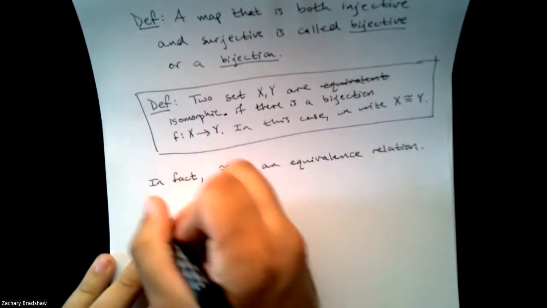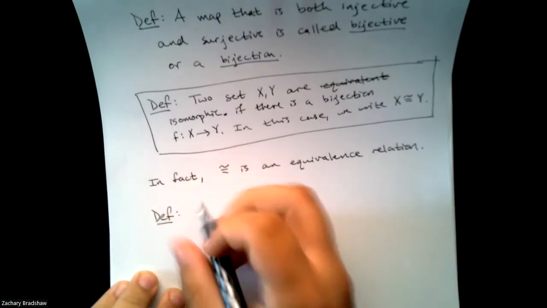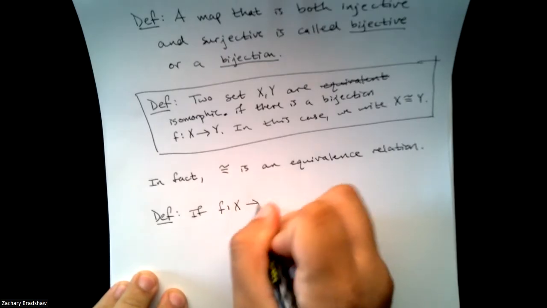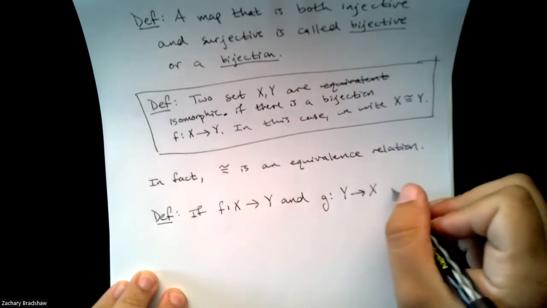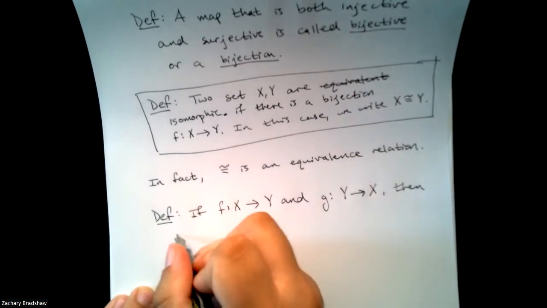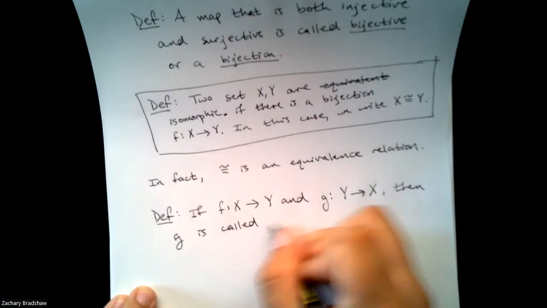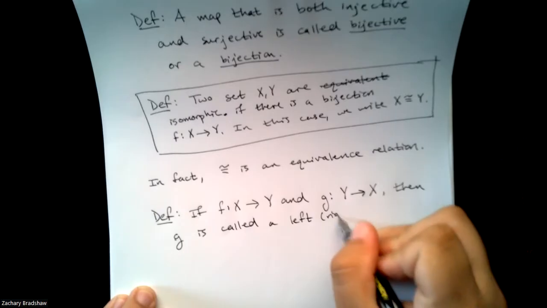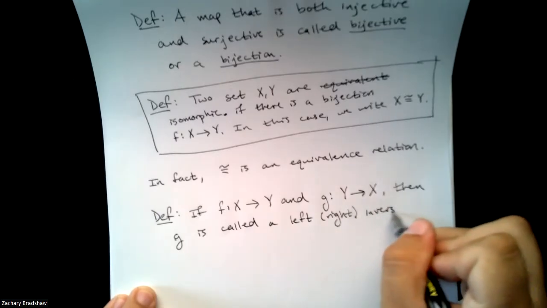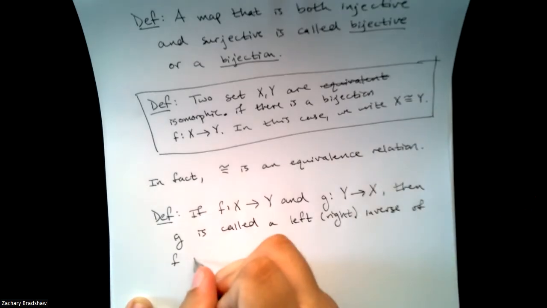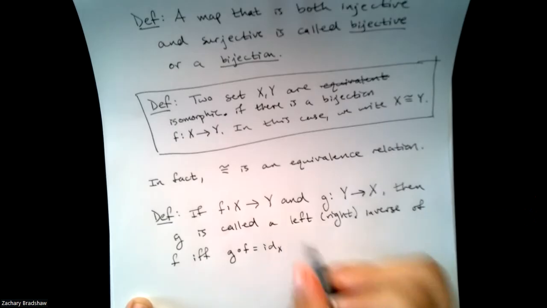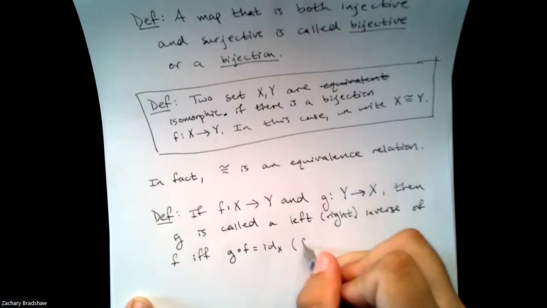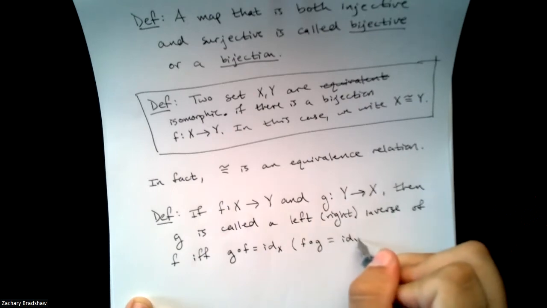Well, first I need to define what an inverse is for you. So if f is a map from x to y, and g is a map from y to x, then g is called a left inverse of f if and only if g composed with f is the identity map on x. Or for the case of a right inverse, it would go the other way, because f composed with g is the identity on y.